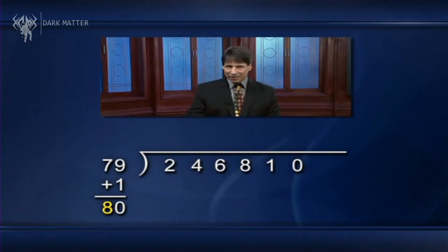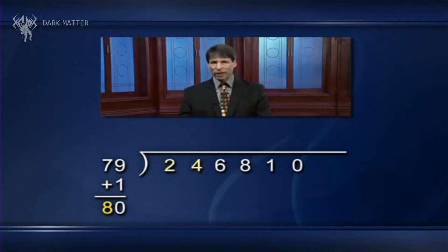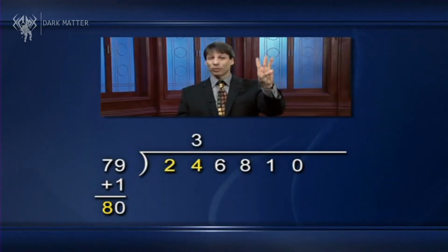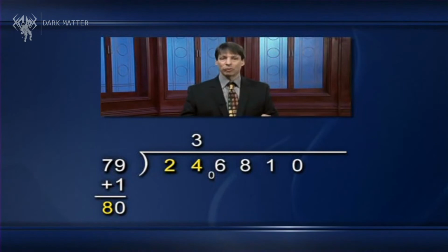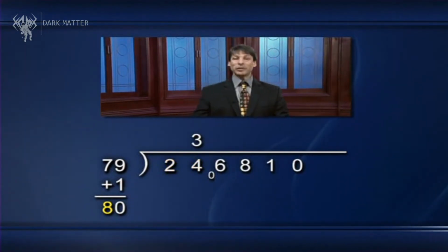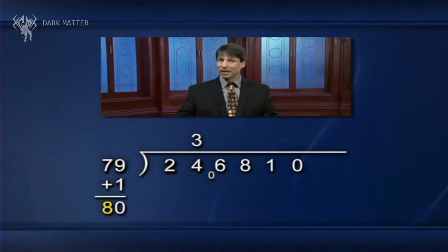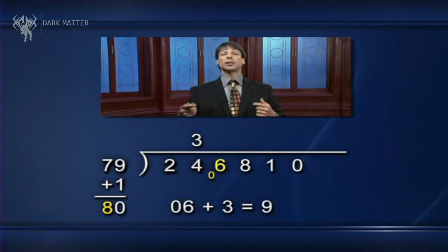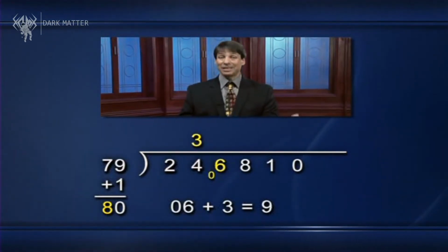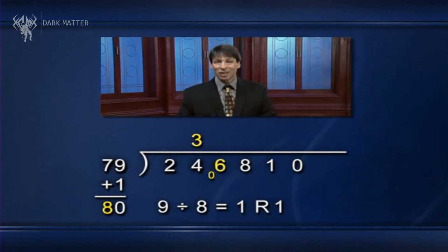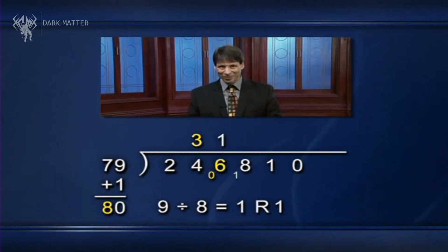Now we divide 8 into the first number that we can, that's 24. 8 goes into 24 3 times with a remainder of 0. So the 3 goes up and the 0 goes down. Next we divide 8 into what number? Not the number 06, but the number 6 plus 3, 9. 8 goes into 9 once with a remainder of 1, so the 1 goes up and the 1 goes down.